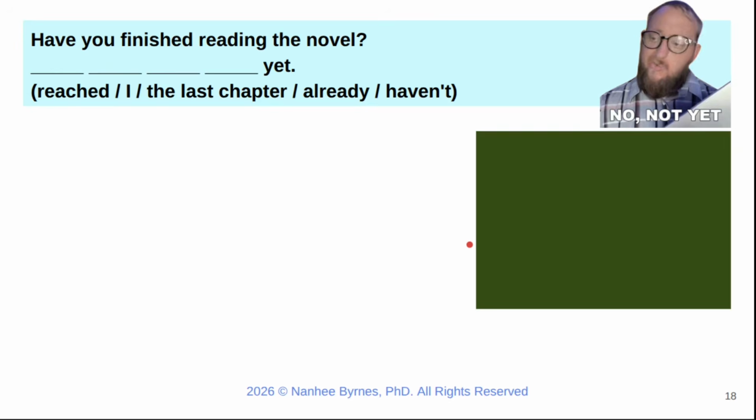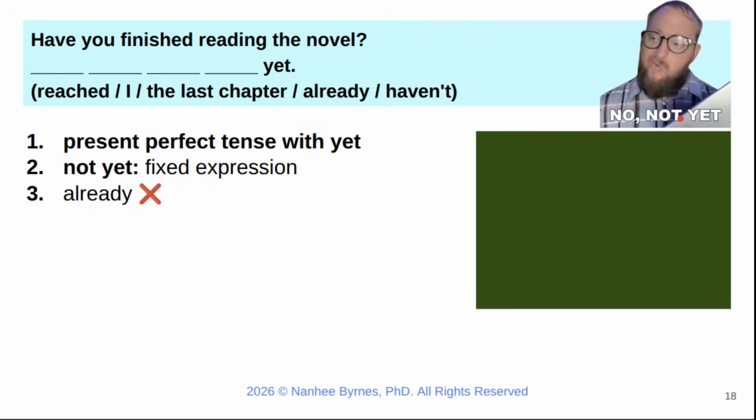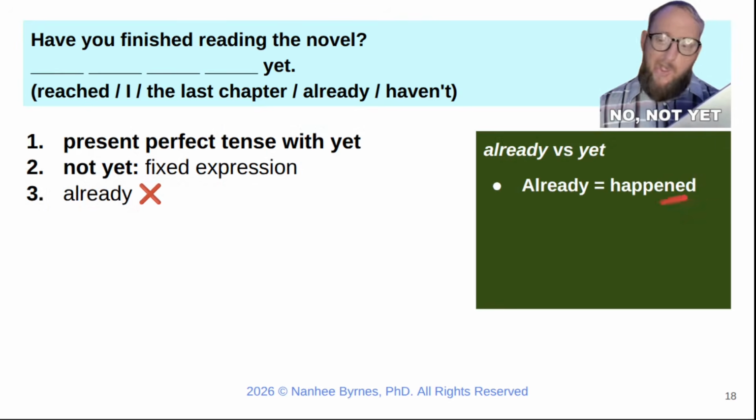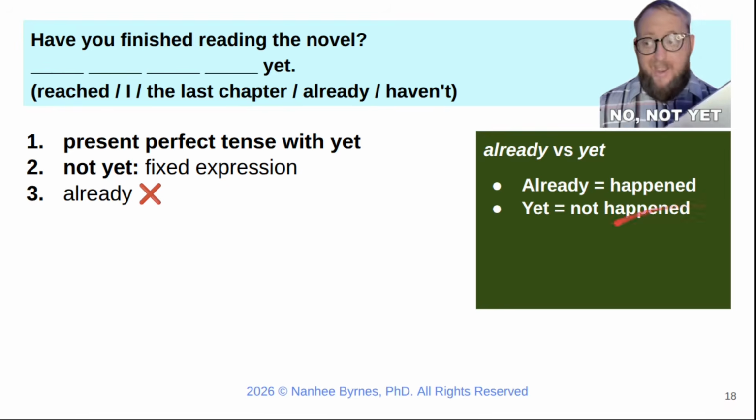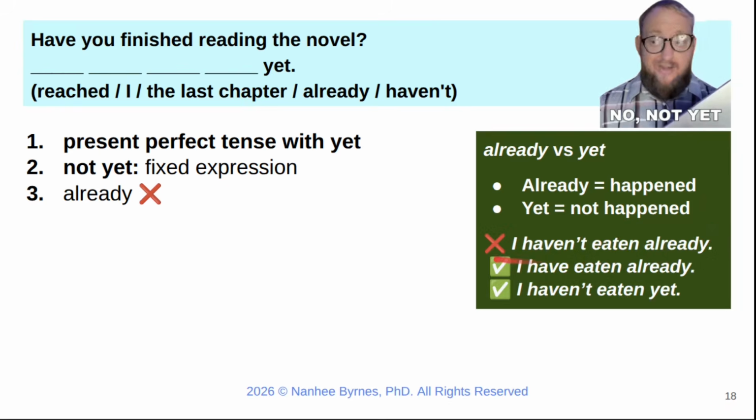Question 8. Have you finished reading the novel? Words: reached, I, the last chapter, already, haven't. The question is in the present perfect tense, so the answer must also use the present perfect. We also see "yet," and "not yet" is a fixed expression in negative present perfect sentences. Because "already" is the opposite of "yet," we can eliminate "already" here. "Already" means something happened before now. "Yet," in negatives, means something has not happened up to now. Wrong: "I haven't eaten already." Correct: "I have eaten already. I haven't eaten yet."